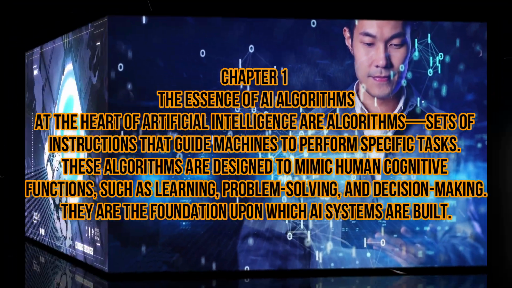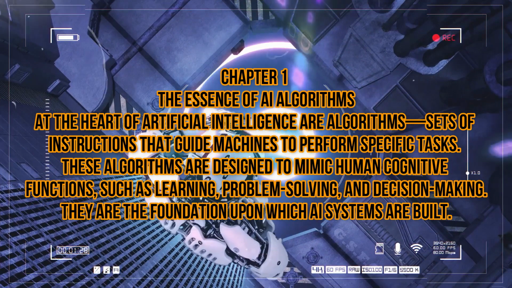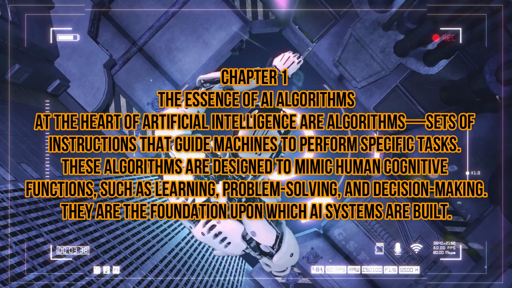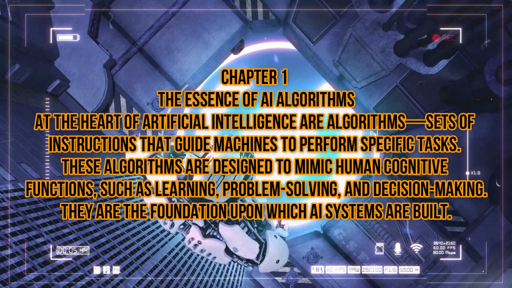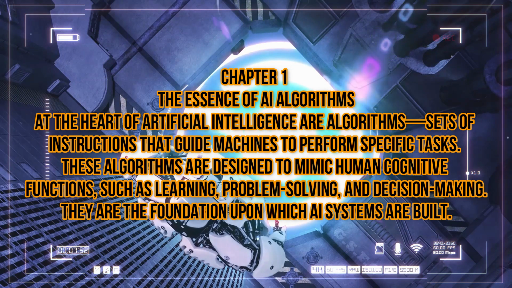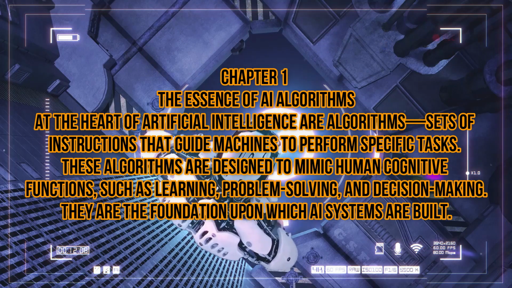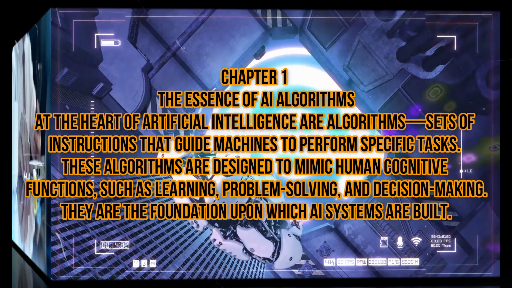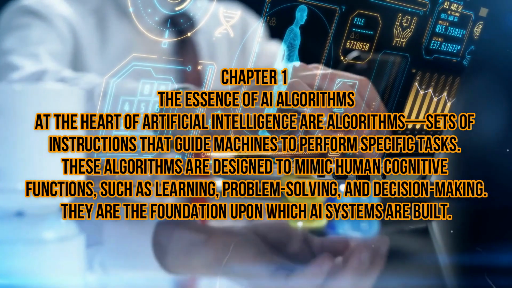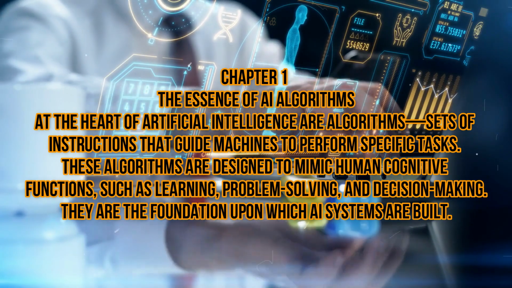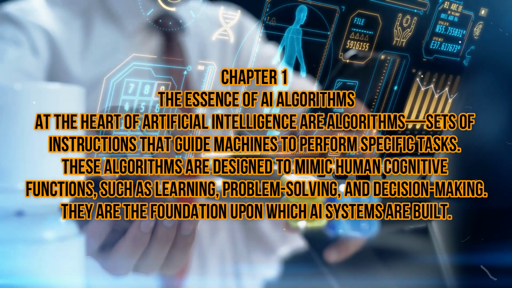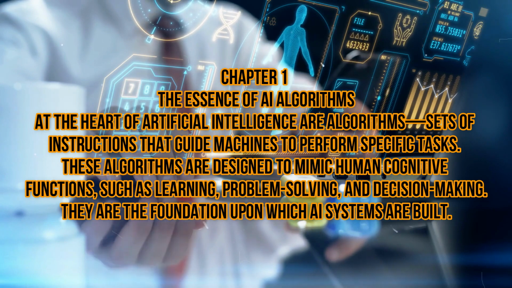Chapter 1: The Essence of AI Algorithms. At the heart of artificial intelligence are algorithms, sets of instructions that guide machines to perform specific tasks. These algorithms are designed to mimic human cognitive functions, such as learning, problem-solving, and decision-making. They are the foundation upon which AI systems are built.